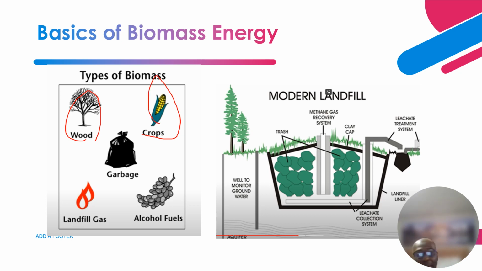Crops are harvested, and the waste from the crops, especially corn, the husk and all those things, are put together and transported into these landfills. You have garbage that comes from the household, then you have other fuels. When this trash or other types of biomass are sent to these landfills, it stays there for years, sometimes 5 to 10 years.